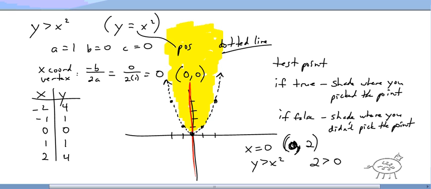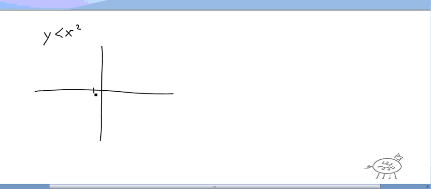So let's do that exact same problem. And let's say instead of y is greater, y is less than x squared. So I'm going to make the same graph because it really is the same graph. 1, 2, 3, 4. So it's here, here, here, here, and here. Again, it's another dotted line.